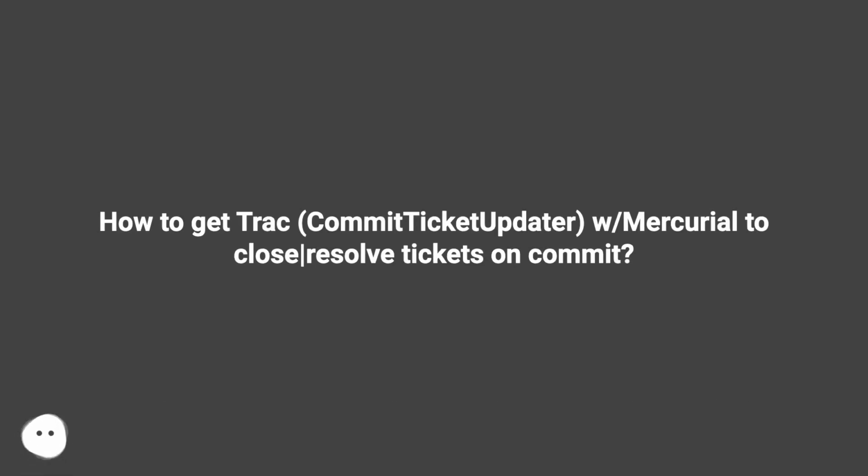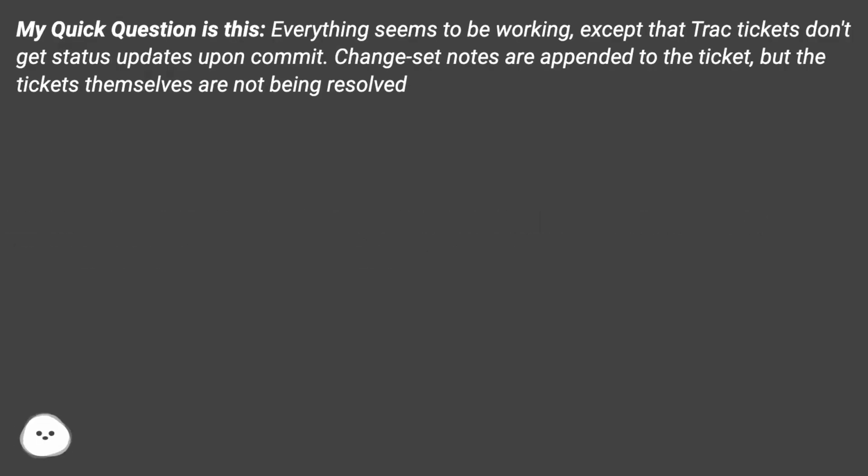How to get Trac, CommitTicketUpdater, and Mercurial to close resolved tickets on commit? My quick question is this: everything seems to be working, except that Trac tickets don't get status updates upon commit. Change set notes are appended to the ticket, but the tickets themselves are not being resolved.